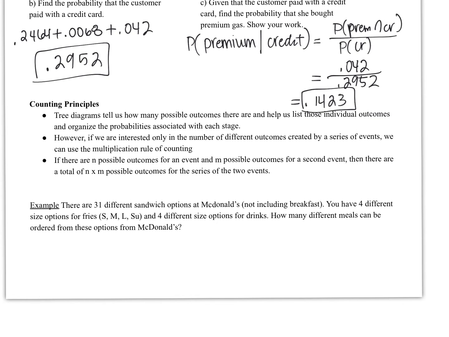So there are 31 different sandwich options at McDonald's, not including breakfast. You have 4 different size options for fries, small, medium, large, and super, and 4 different size options for drinks, same 4 sizes. How many different meals can be ordered from these options from McDonald's? So first category has 31 options times the second, which is 4, times the third, fries and then drinks. So 31 times 4 times 4 gives us 496 different meals, and that's not including breakfast.